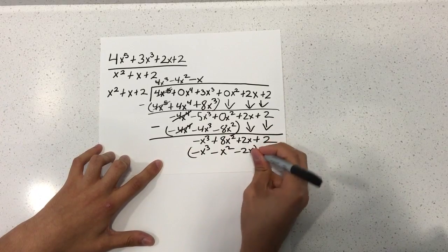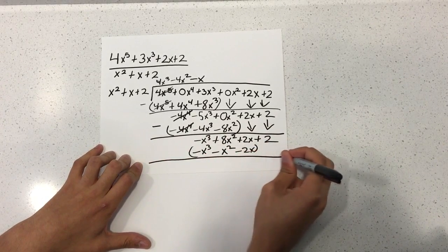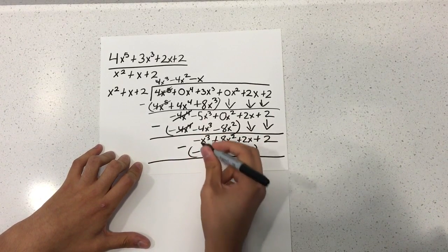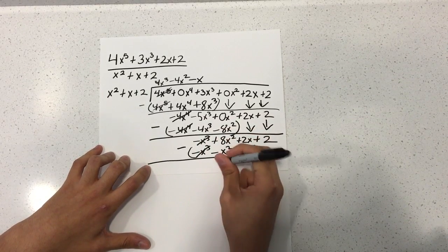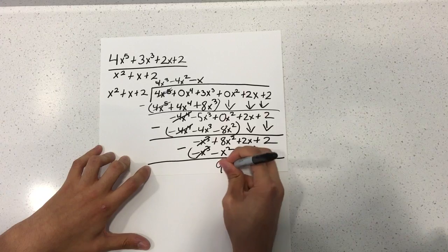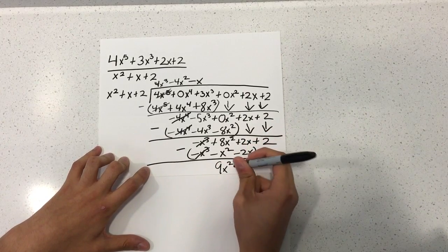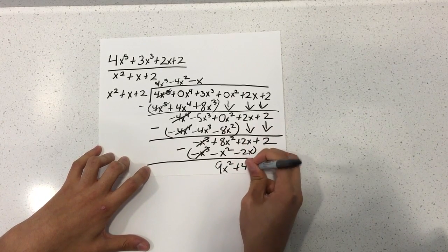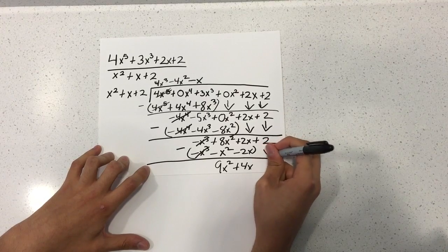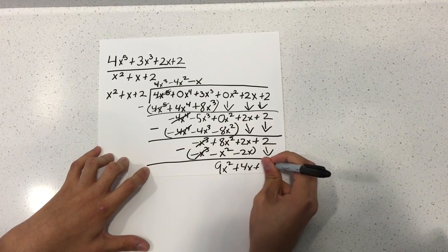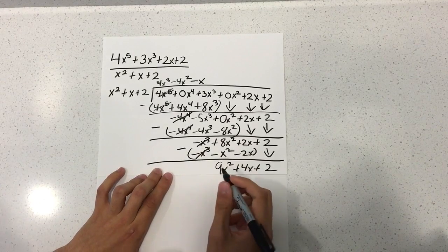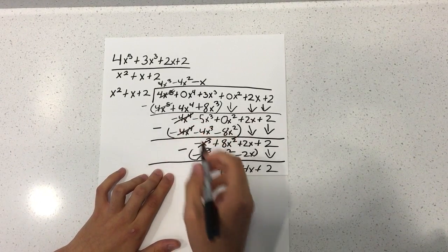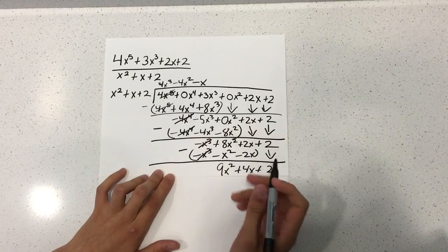We look at the terms and we subtract. These two cancel out. This becomes positive 9x^2, and this becomes positive 4x, and we bring down the last term, plus 2. I repeat, nothing has changed, we're just doing the same thing we've done since the beginning.